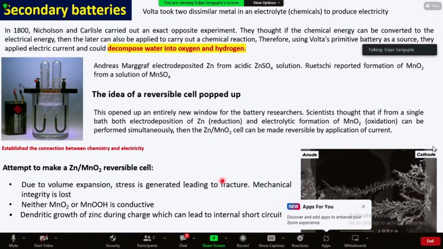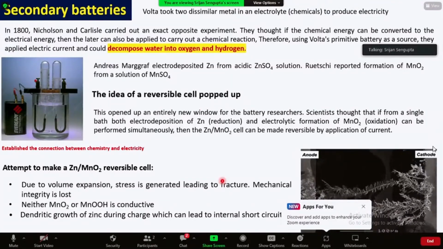And the third, when you try to electrodeposit zinc, it deposits in the form of dendrites, which short the two electrodes, so the battery explodes. So what people understood is that though the chemistry is reversible, it is a necessary condition but not a sufficient condition to run a reversible battery. You need to have mechanical integrity or mechanical reversibility. That is equally important. So that is getting lost with cycles.